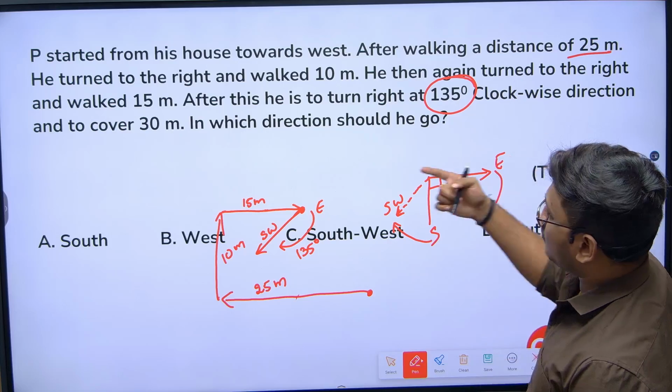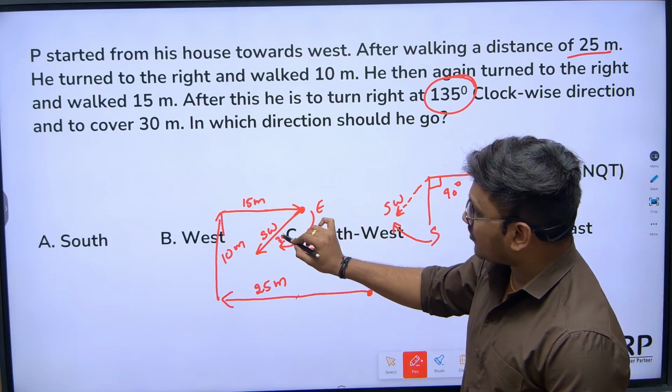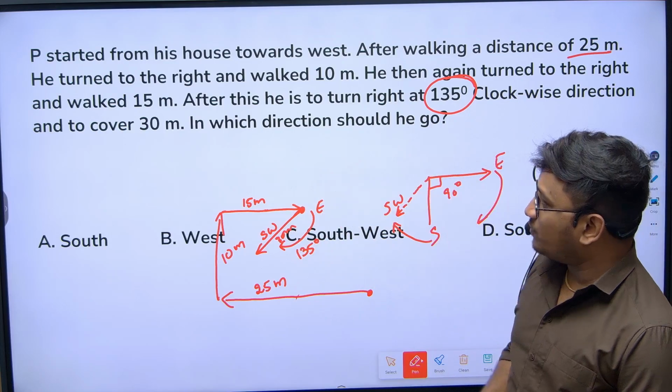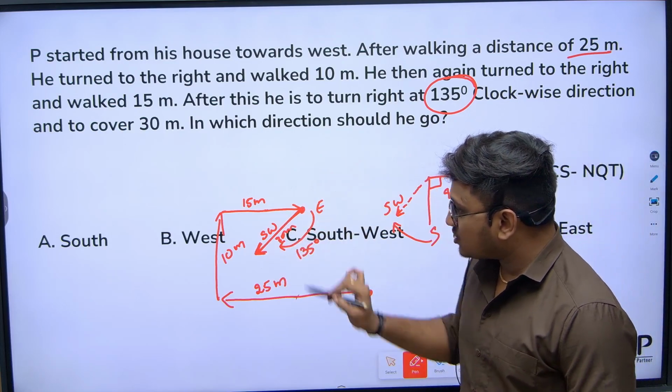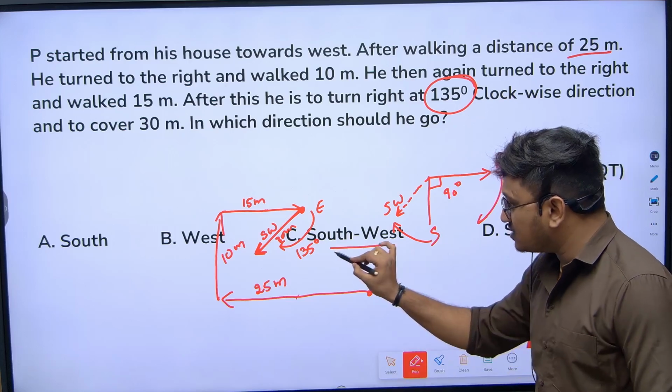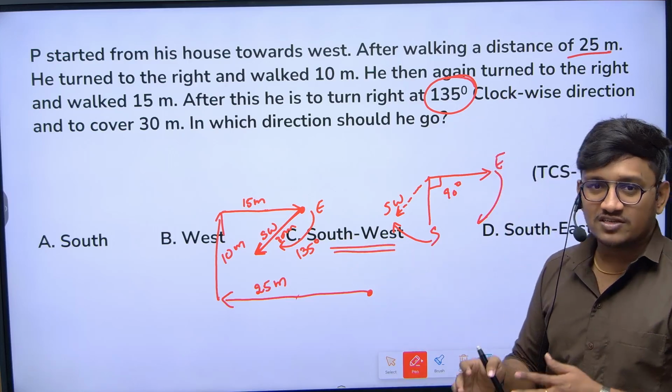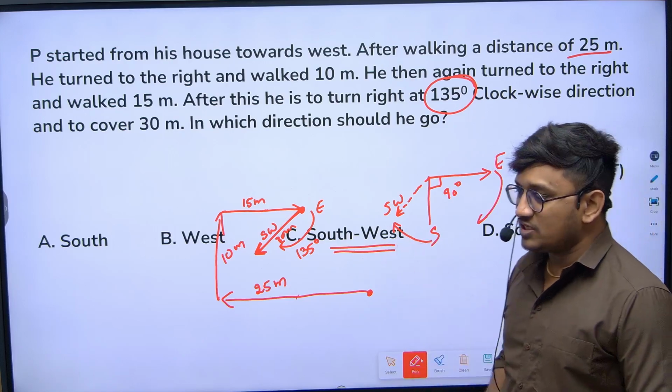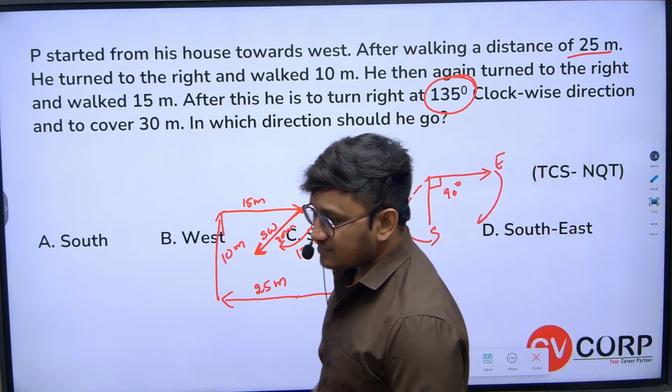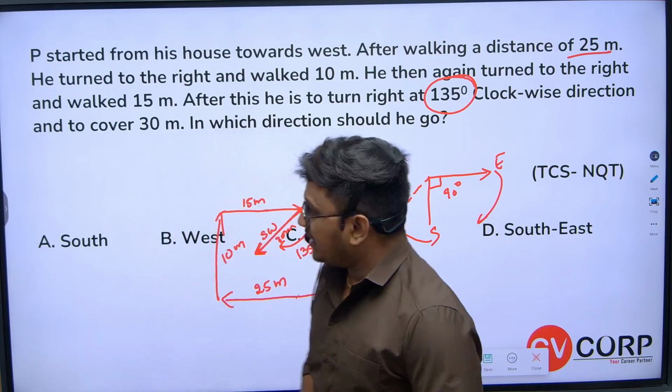Now the question is: he covered 30 meters from here, and in which direction should he go again? Which direction is he going? Southwest. So you can observe option C, southwest direction he is moving. So the answer is option C, southwest. Okay, I hope you all are clear.